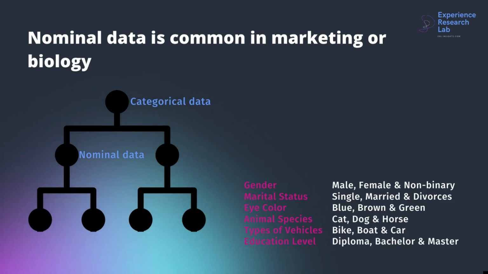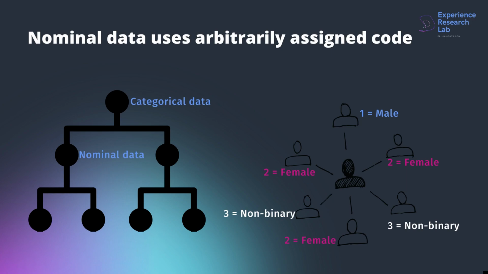All the examples I mentioned previously, such as gender, male, female, or non-binary, marital status, married, single, divorced, eye color, brown, blue, green, etc., animal species, dog, cats, horse, and types of vehicles such as sedans, SUV, and truck are all nominal data. So as a researcher or interviewer, you may speak with the male participant and code him as 1. Later, when you notice the participant is a female, you may code 2. And when someone advises you not to identify them as either, you may code 3 for non-binary.